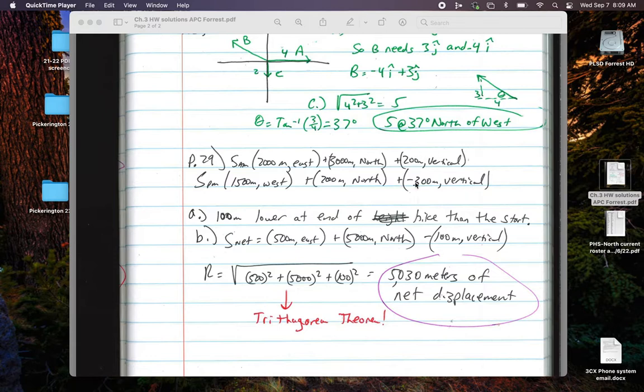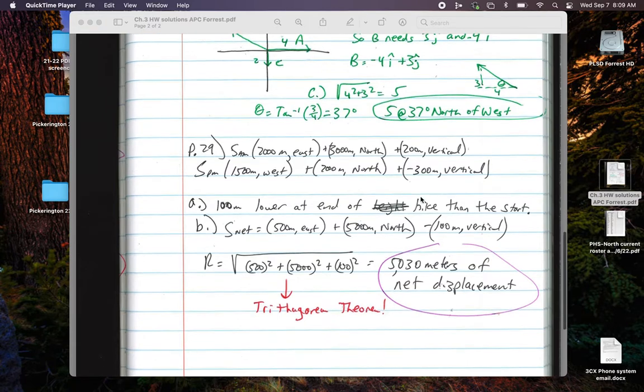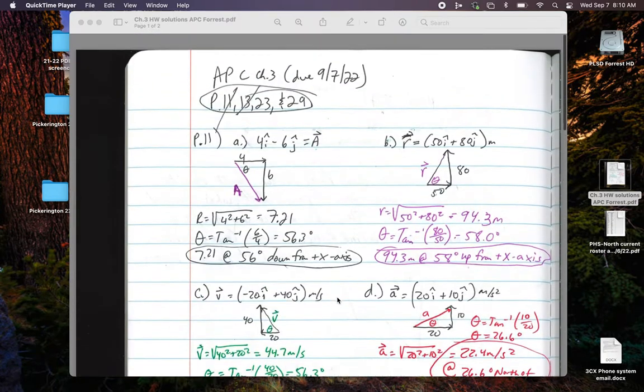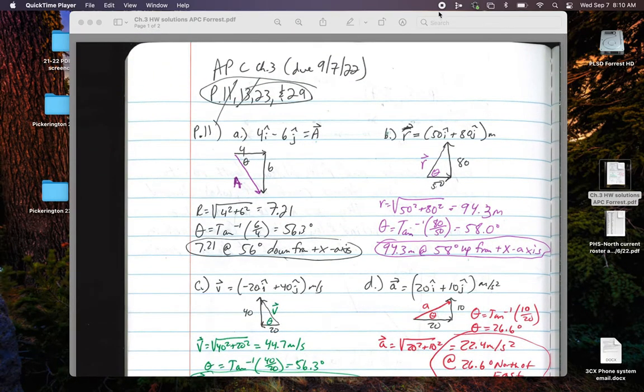Part A was only looking at the vertical parts, and this was just looking at the resultant. I rounded here to 3 sig figs. Technically, I probably should have just left it at 5,000 because these were only rounded to the hundreds, but that's how I did that. And remember, that's the Pythagorean theorem. Anyhow, hopefully that works for you, and you understand the homework and can get them corrected if need be.